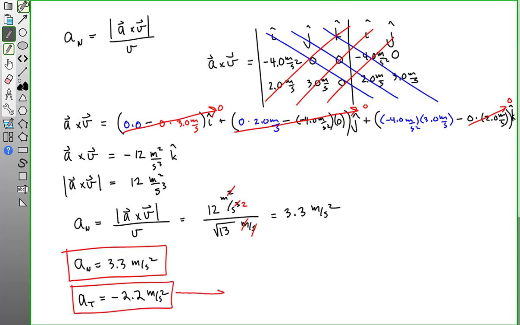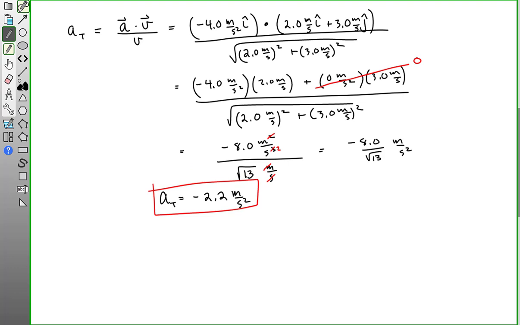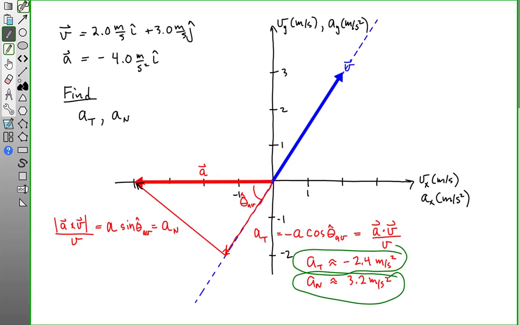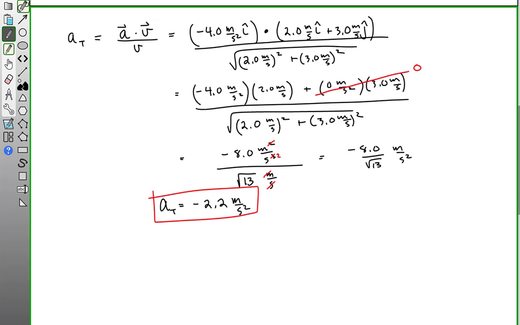And since the tangential component of acceleration is negative, that means it's opposite to velocity. And as you can see from our picture, the acceleration tangential component is opposite to velocity. So this means that our object is slowing down.